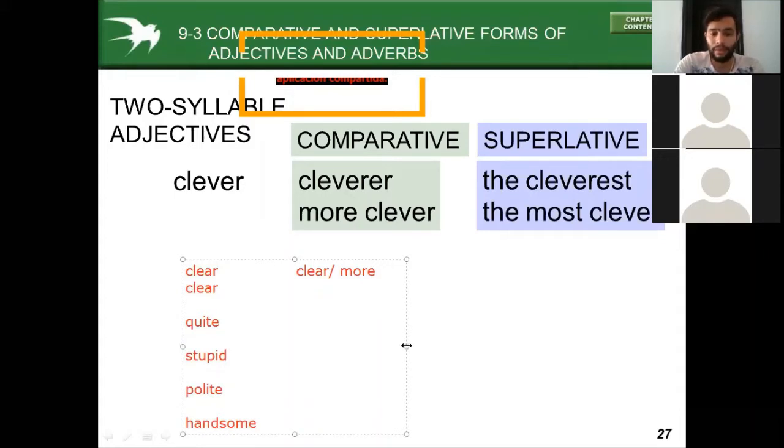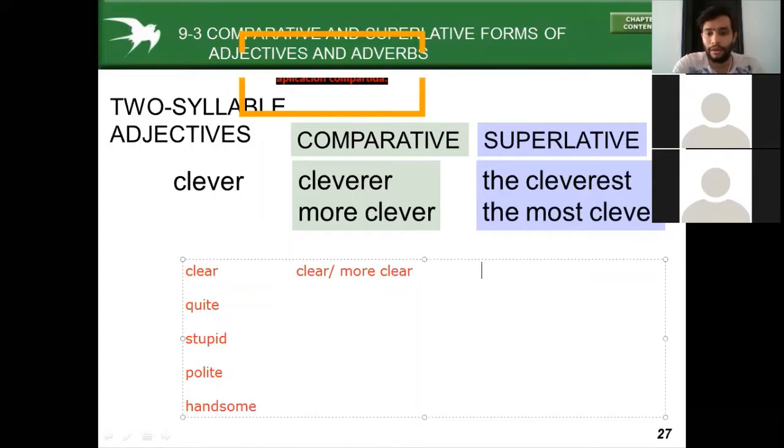Let me do this like here so I can continue. And right here in the superlative, we can say the clearest, or the most clear.